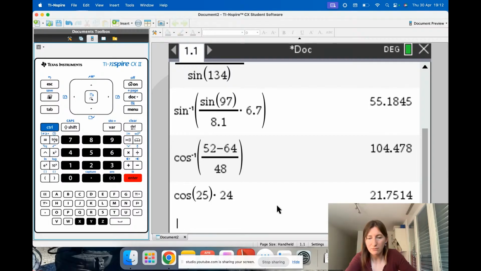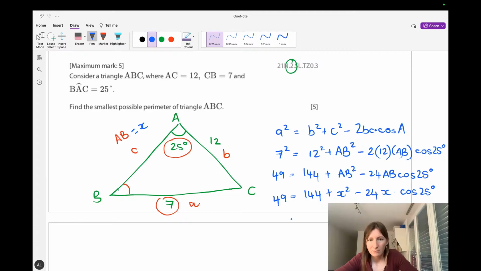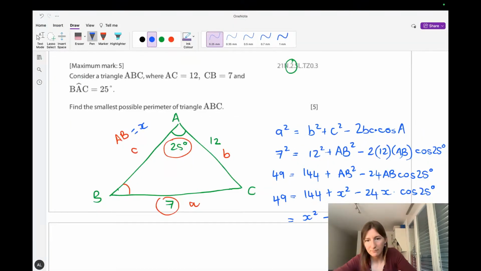21 point, and we need to not round this out. 21.7514. So let's do x squared minus, that was that part, 21.75. I'm just going to write dot, dot, dot for now, so I don't have to keep writing it every time. That was that part, and 144 minus 49 gives us minus 95. No, plus 95. Okay, sorry, and there should be an x there.